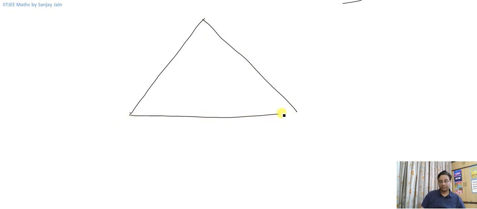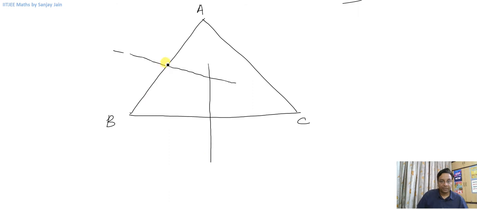let us look at a triangle ABC. Now see, if I draw the perpendicular bisector of AB and the perpendicular bisector of BC, and these perpendicular bisectors intersect here, let us name this point O.